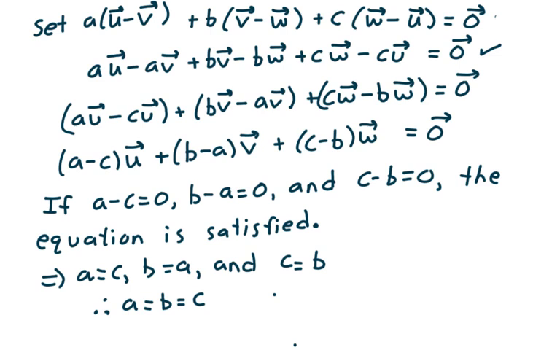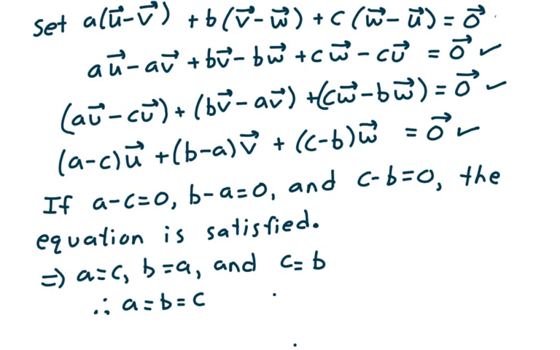Now, I'm going to collect the u vectors together, the v vectors together, and the w vectors together on the third line. So I'm going to get au minus cu plus bv minus av plus cw minus bw equal to the 0 vector. And so remember, we live in a vector space. So if we go to the next line, we can say (a minus c) times u, plus (b minus a) times v, plus (c minus b) times w equals the 0 vector.